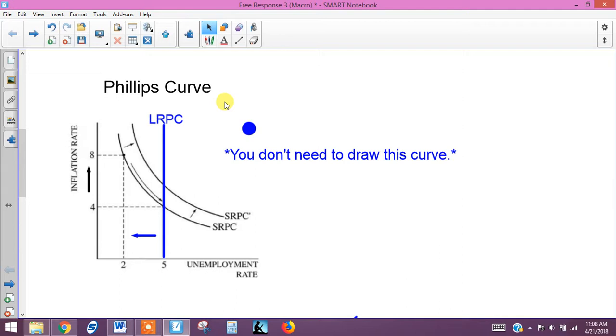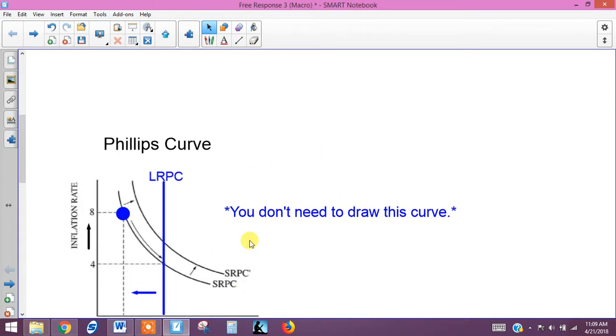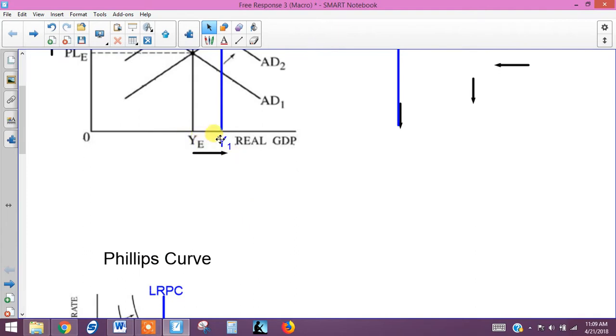We did a Phillips curve, which shows the relationship between the inflation rate or price level and the unemployment rate. If we start here and we raise the price level, we're going to move along the short run Phillips curve from here to here, and we can see that that's going to cause a drop in the unemployment. And we can also say that's because of the increased output here. Okay?